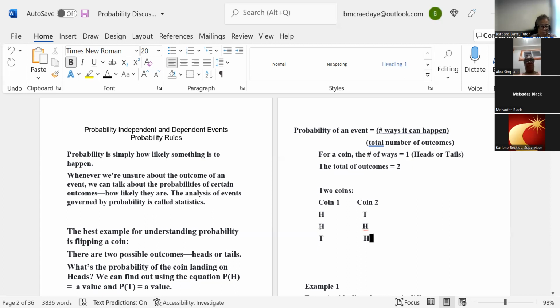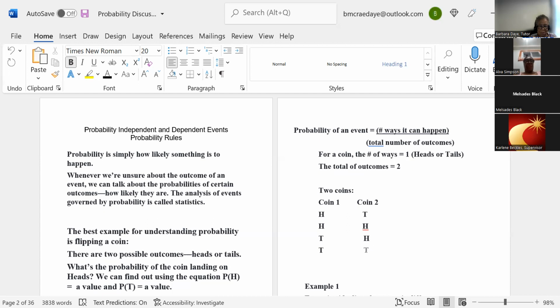I could also have coin 1 a head and coin 2 a head. I could have coin 1 a tail and coin 2 a head. What else could I have? I could have coin 1 a tail and coin 2 a tail. Yes. Right? Any other possibilities I could get on 2 coins?